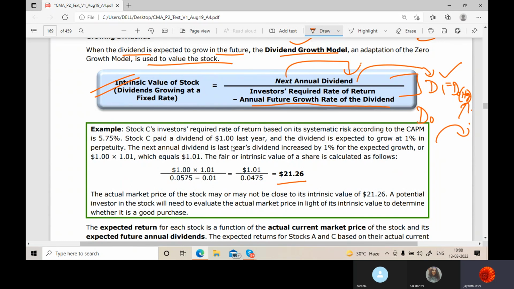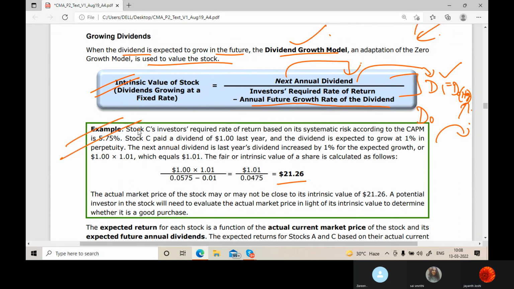Okay, so I want you to do this question right now. Please do this. I'm waiting. I have already told you the formula: dividend into 1 plus growth rate, where the growth rate is given to you in the question, divided by the cost of capital, or required rate of return, minus the growth rate. Okay, please do this.